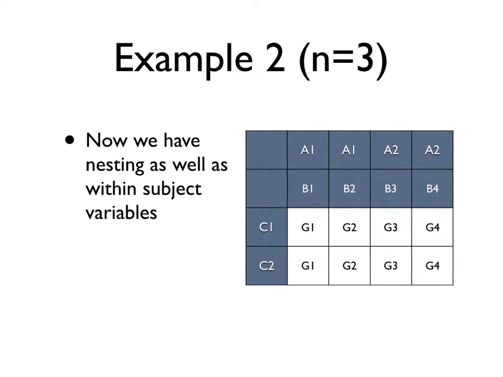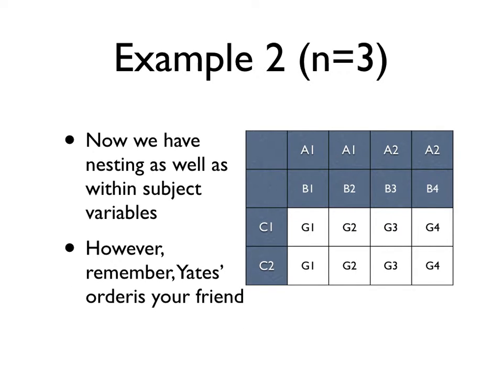Yates' order is your friend. It will tell you what to list when you're trying to figure out the source of variation and the degrees of freedom. Yates' order, it looks like it should be a word, it's not. It's Yates' order. What are the between subjects variables? Where different subjects get different levels of the variable. Do we have any between subjects variables?